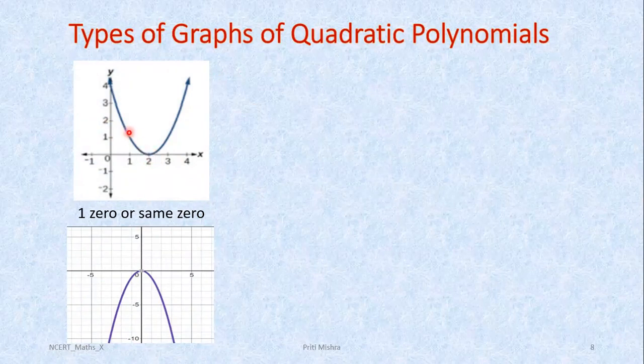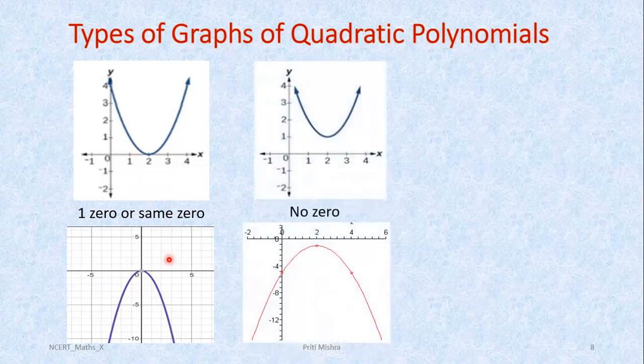As you can see in the first pic, this parabola is touching the x-axis at a single point only. And in the second pic, again, this downward parabola is touching the x-axis at a single point. That's why I can say this quadratic polynomial will have only a single zero, or two zeros that will be the same, right? I hope this is clear to all of you.